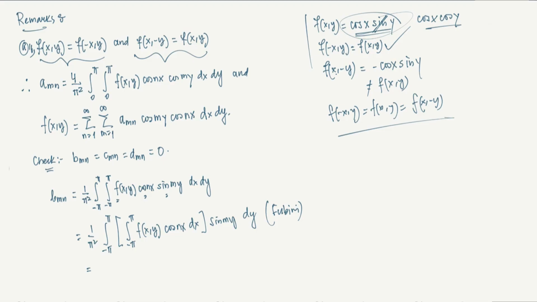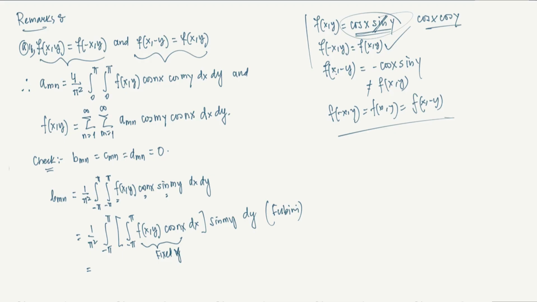Now you see, y is fixed. The part which is inside this bracket has a fixed y. So this is just a function of x. As a function of x, f of xy is f of minus x, y, right?